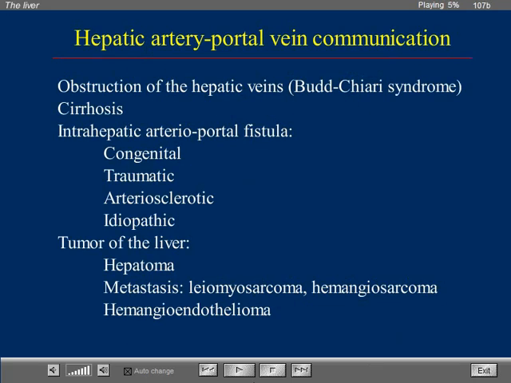Communication between the hepatic artery and the portal vein can be seen in obstruction of the hepatic vein, so-called Budd-Chiari syndrome, in cirrhosis of the liver, and in intrahepatic portal fistula that can be congenital, traumatic, arteriosclerotic, or idiopathic. And finally, in tumors of the liver, particularly hepatomas and some metastases, such as in leiomyosarcoma, hemangiosarcoma, and hemangioendotheliomas of the liver, there can be extensive communication between the hepatic artery and the portal vein. This may lead to some degree of hyperkinetic mechanism for portal hypertension.